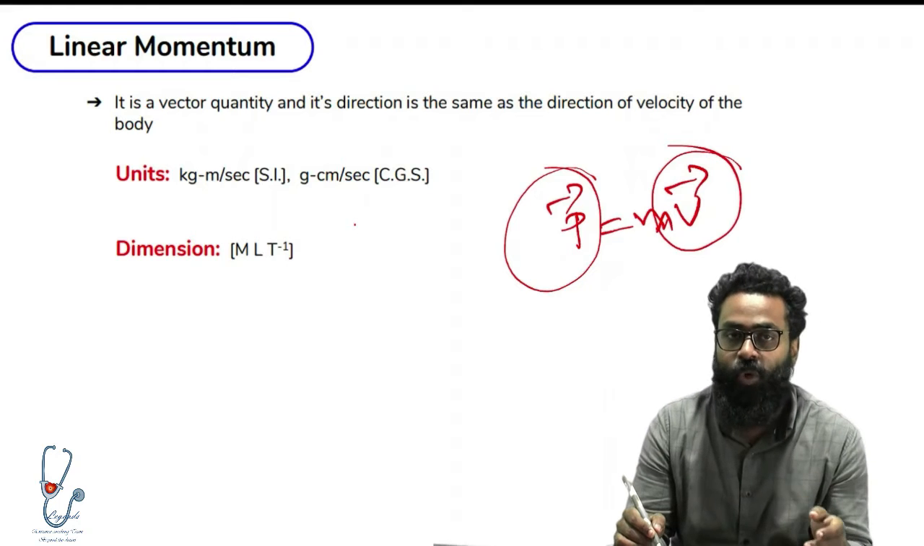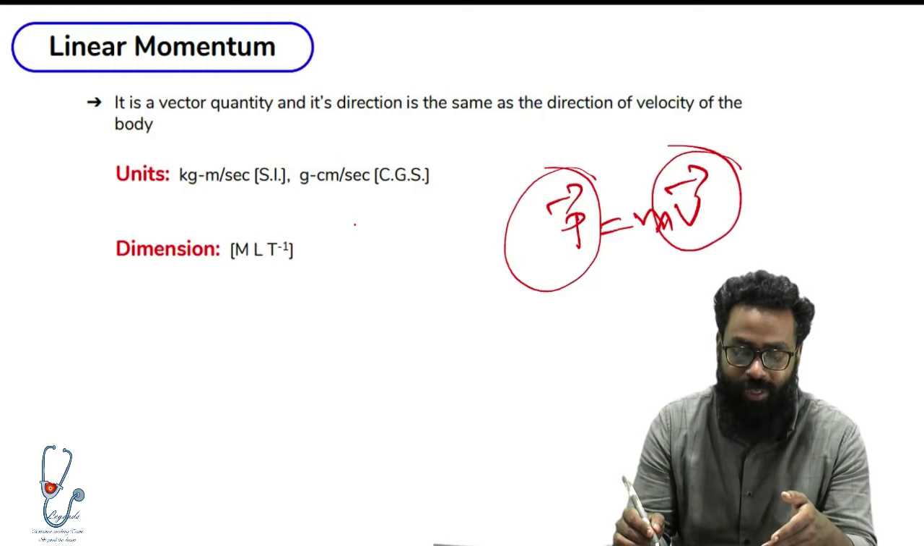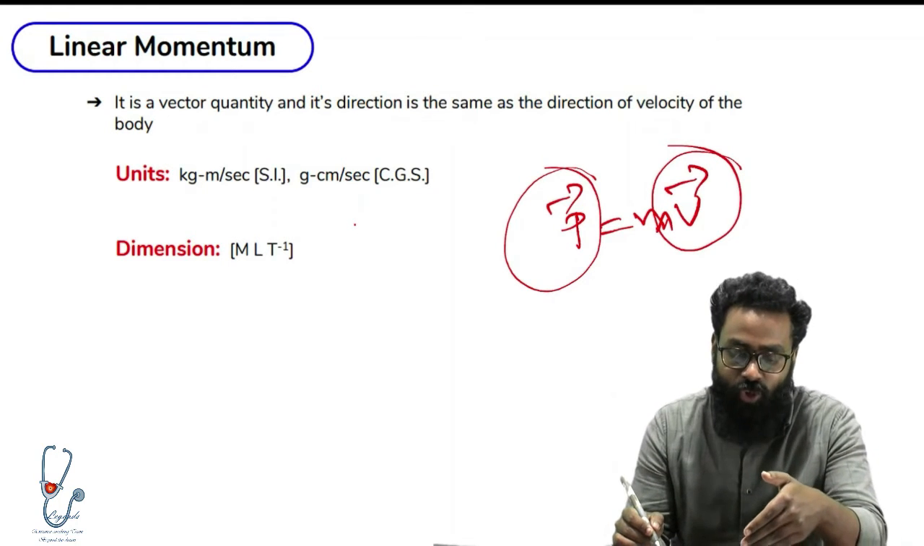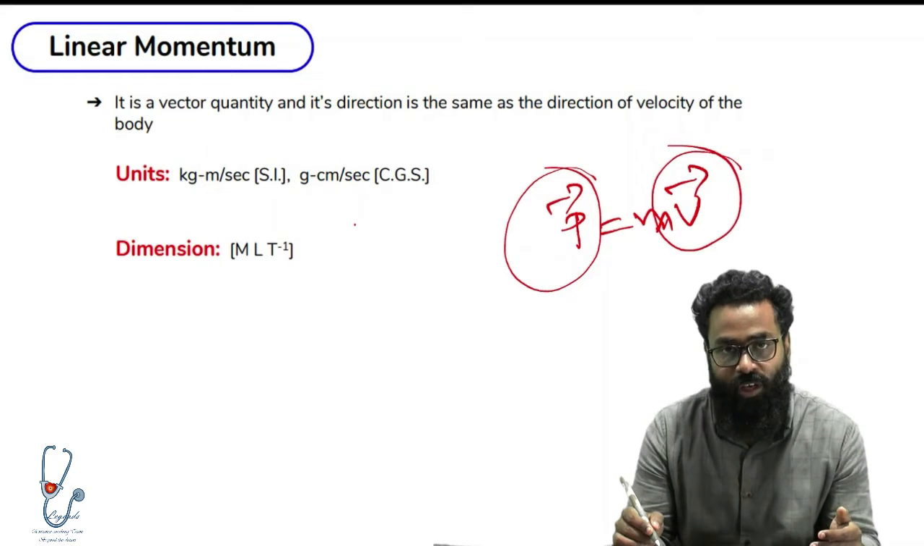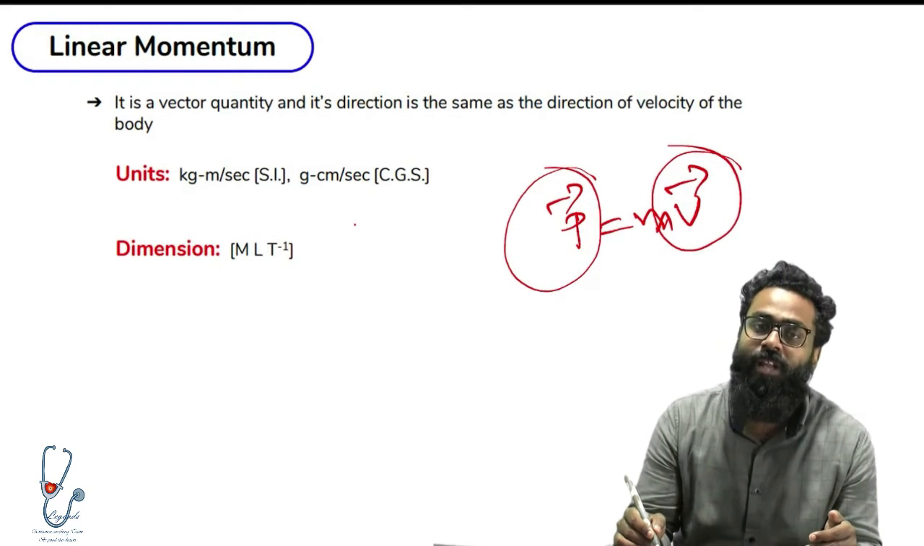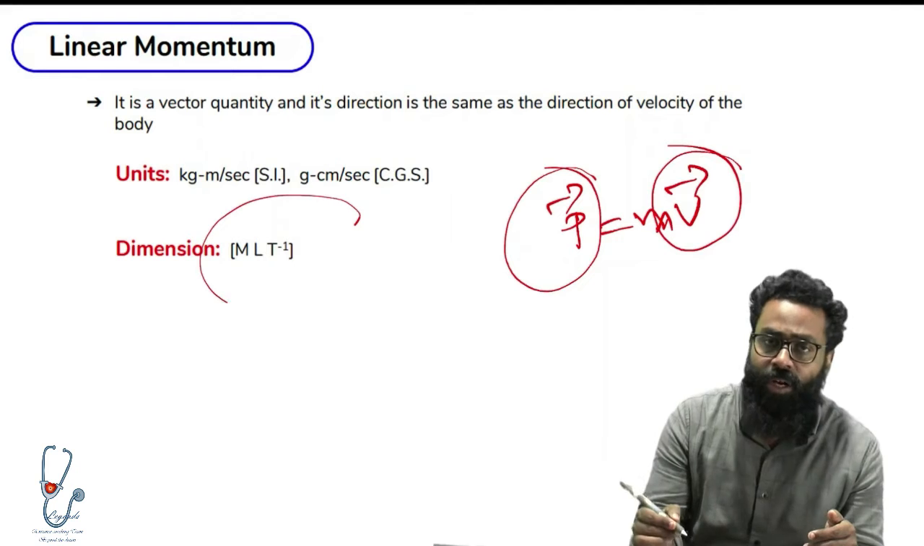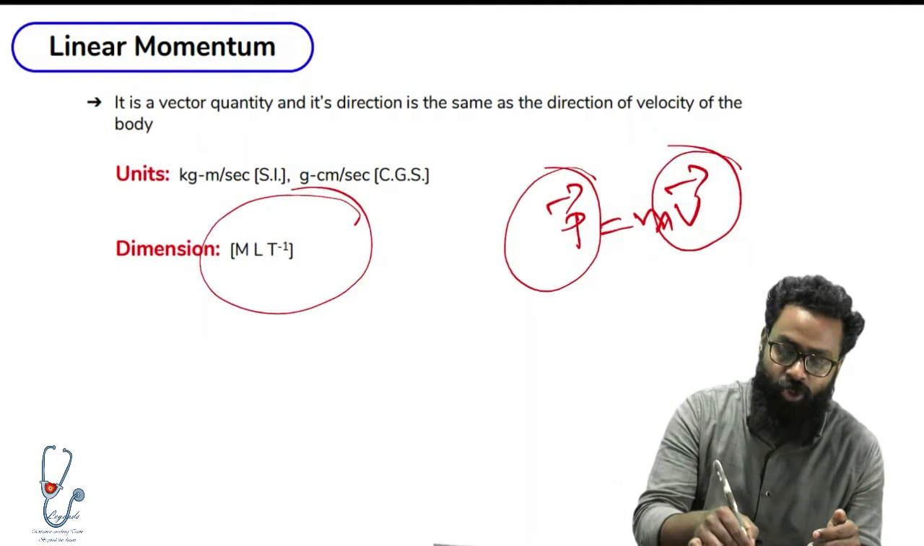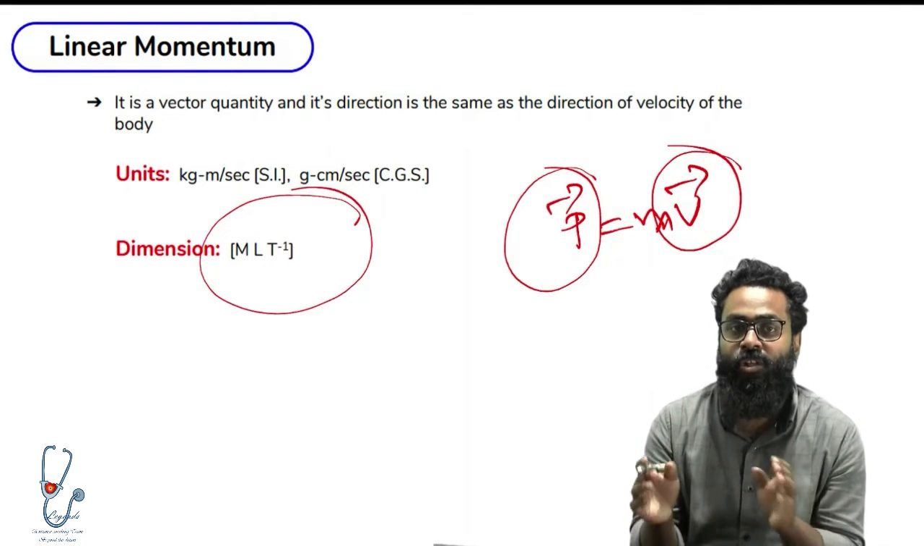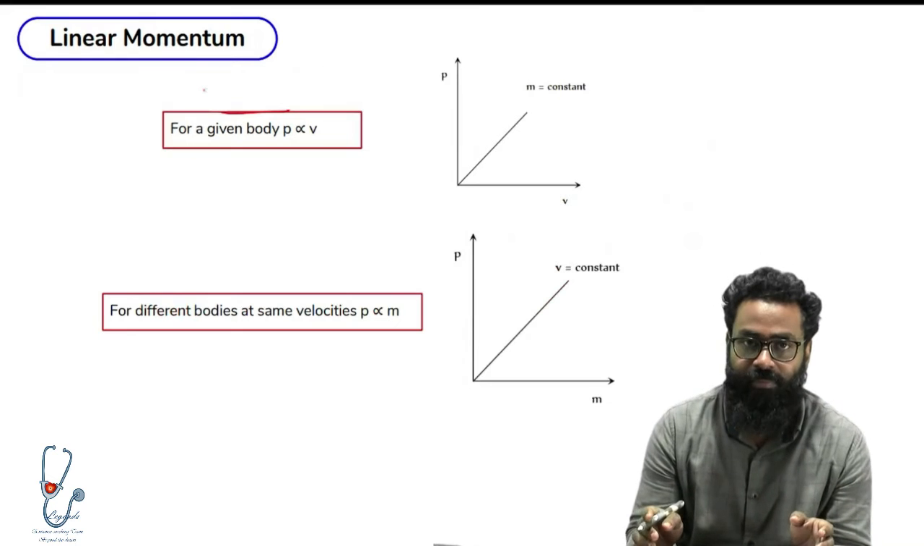Clear that? Its units are kilogram meter per second in SI unit, and gram centimeter per second in CGS. Its dimensional formula is MLT raised to minus 1. And this is all about linear momentum.